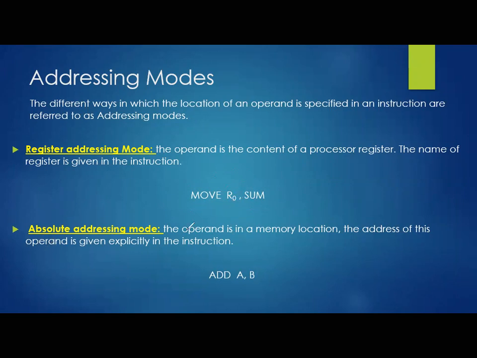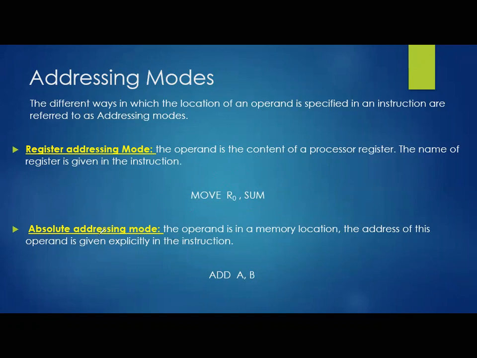Then later, one more example. Like if I want, then move R0, comma R1. Yes, this is also register addressing mode. Don't worry whether the destination is a register or any memory location. It does not matter actually. The condition is that the operand we are dealing with should be inside a register. That's it.